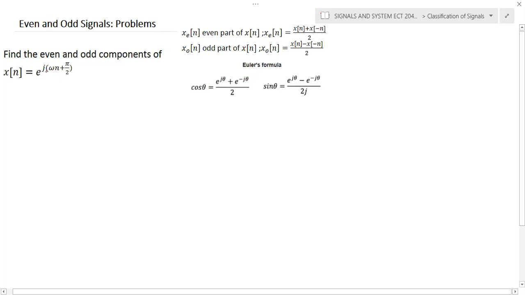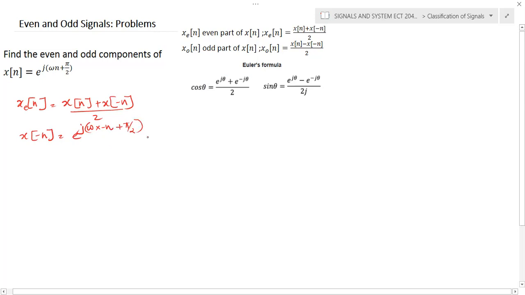Now we need to discuss the discrete time signal, which is given by e raised to j omega n plus pi by 2. So we need to use the formula for a discrete time signal. So x of n is a discrete time signal. Its even component can be written as x of n plus x of minus n, by 2. So this is the even component. Already x of n is given. Now we need x of minus n. x of minus n is equal to e raised to j omega into minus n, plus pi by 2.